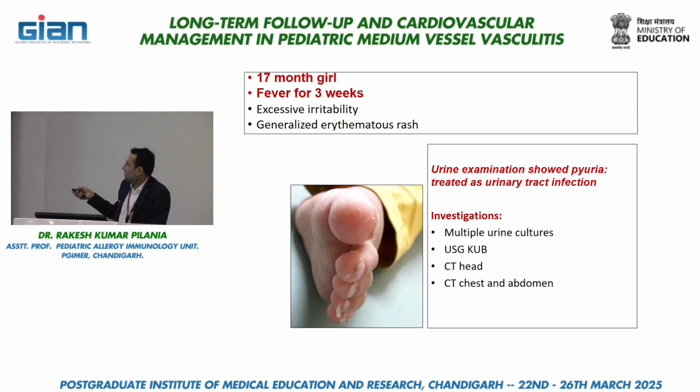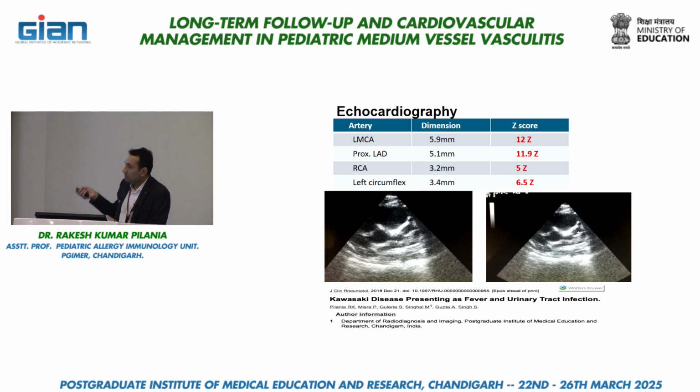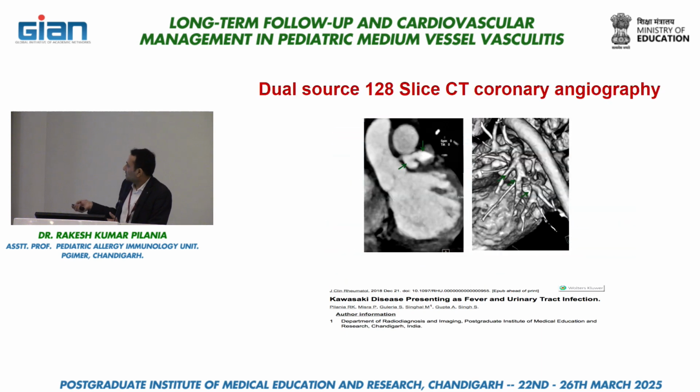What more happened is that this child went on to have several investigations related to the pyuria: multiple urine cultures, ultrasound KUB, CT head, CT chest and abdomen, because fever was persistent despite all the antimicrobials. But what we were missing was that this is a child with Kawasaki disease, and this baby had developed several giant aneurysms, and further CT also confirmed it.